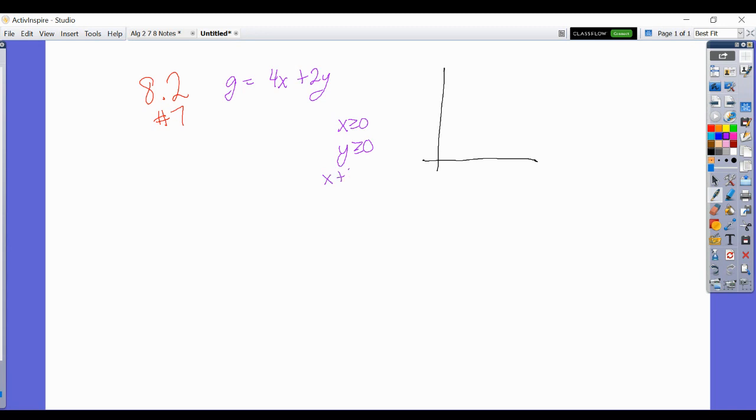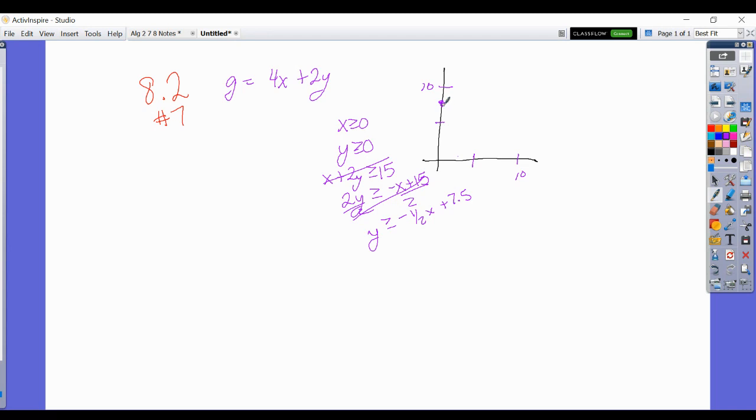We also have x plus 2y is greater than or equal to 15. So I'm going to solve that equation by subtracting the x over to the other side and then dividing by 2. So this will be y is greater than or equal to negative 1/2 x plus 7.5. So we're just rearranging it so we have y equals, because that's easier to graph. I'm going to start at 7.5 because that's my y-intercept, and go down 1 over 2, down 1 over 2, down 1 over 2.